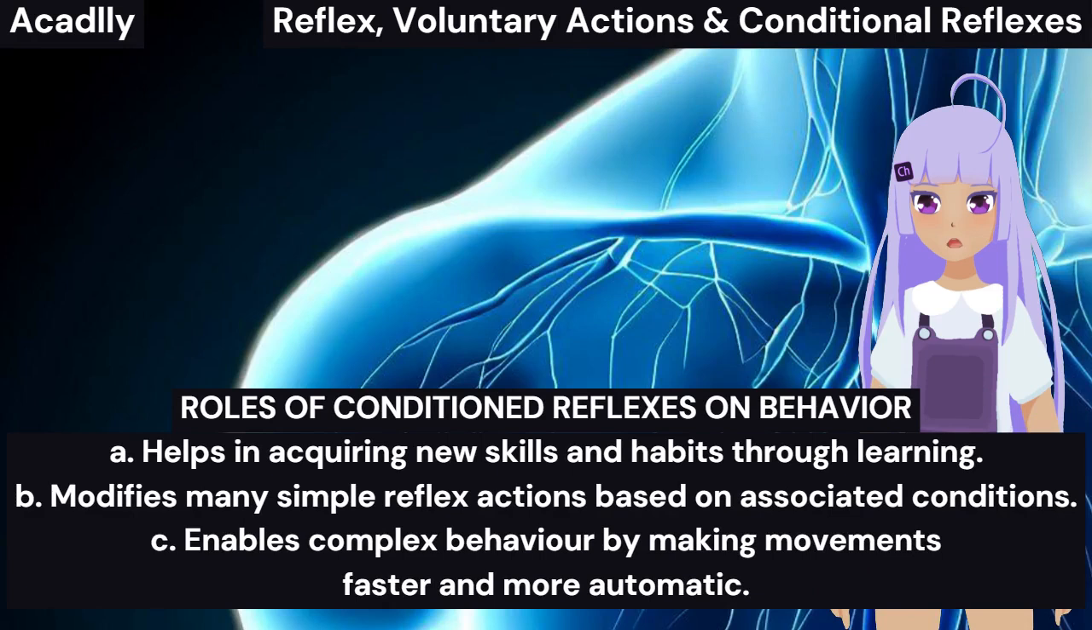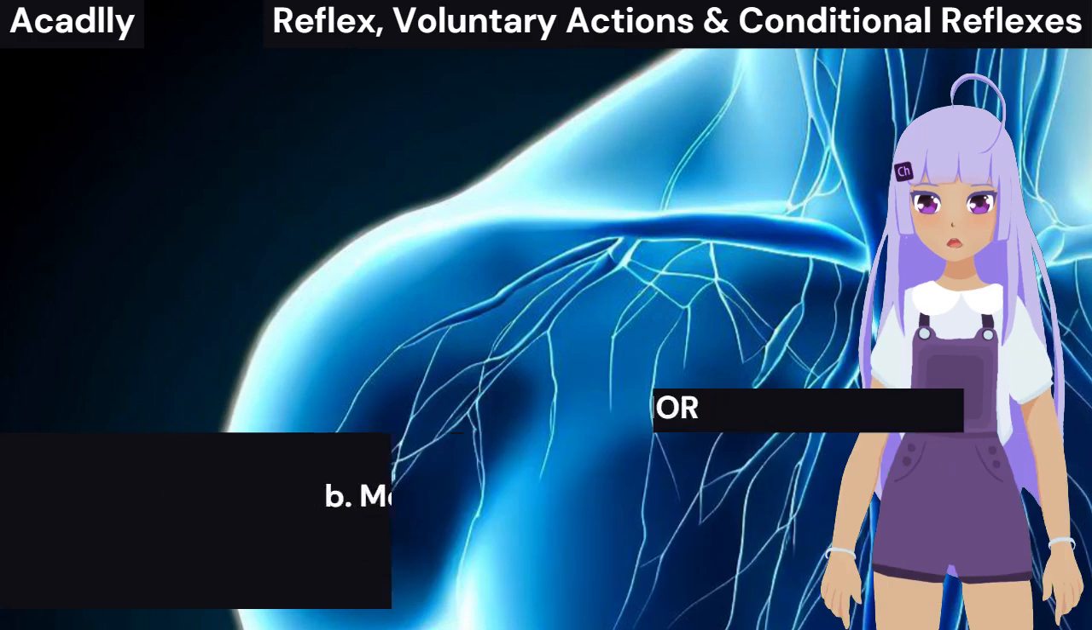Roles of conditioned reflexes on behavior. A. Helps in acquiring new skills and habits through learning. B. Modifies many simple reflex actions based on associated conditions. C. Enables complex behavior by making movements faster and more automatic.